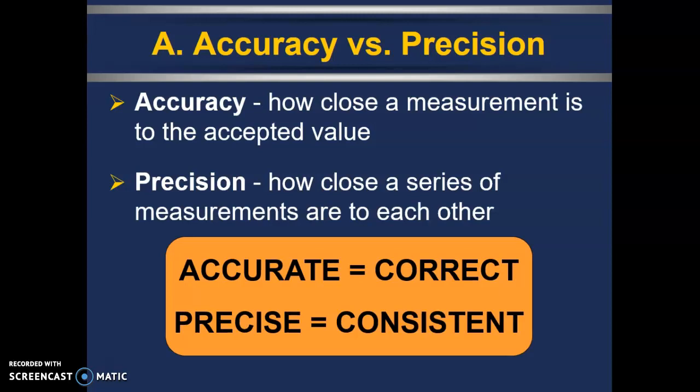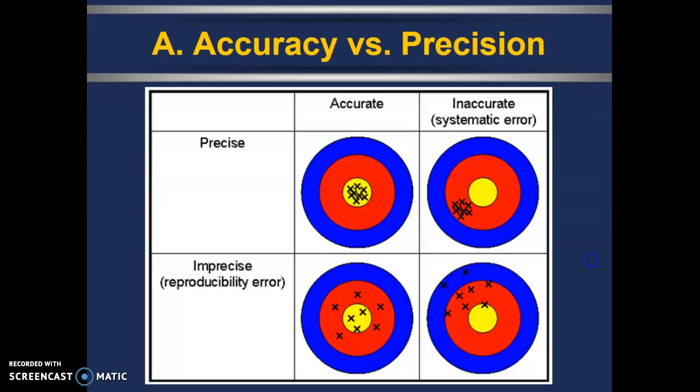Okay, so let's look at this in a visual representation. I'm a visual person, so let's take a look. The goal is to be both precise and accurate. This square right here, that's your goal. Notice that all of the X's, those measurements, are very, very close together, and they are right on target, so they are also correct. Okay?